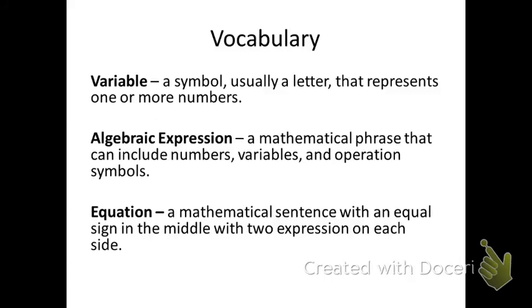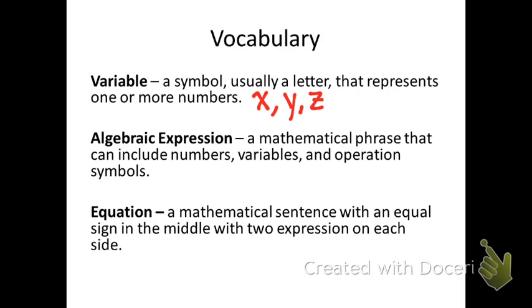A variable is a symbol, usually a letter, that represents one or more numbers. We could pick any letter we like for it. We could use the letter X, Y, Z, or any letter of the alphabet to represent a variable. And it's called a variable because it could represent any number.